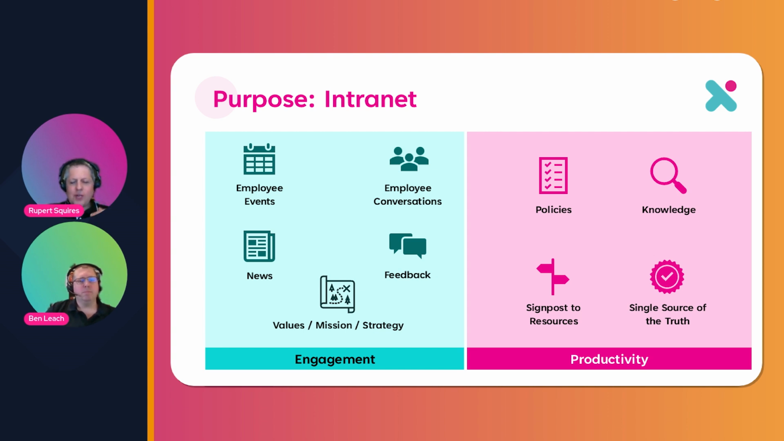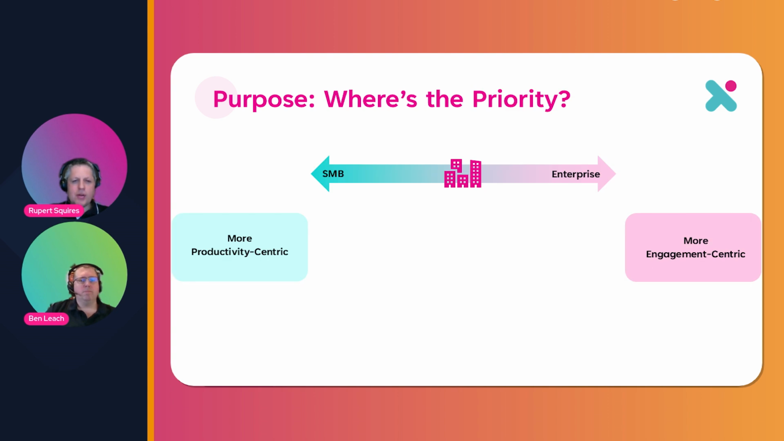And there's a few indicators that we see which will drive that one way or the other. So maybe, Ben, you could run through these. Yeah, so the reality is that it's rare that you're going to have a 50-50 split in your priorities between productivity and engagement. Depending on your organization, there's going to be a balance of that.